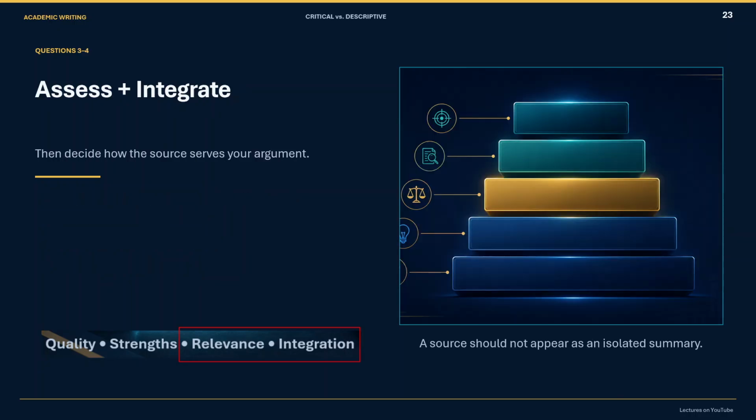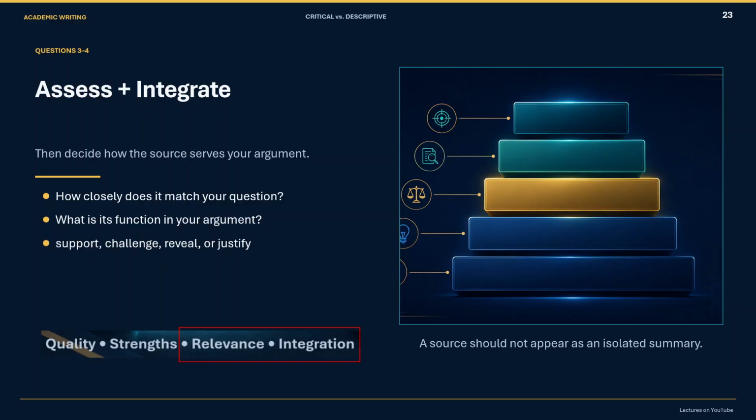Third, assess its relevance and usefulness. Even a high-quality study may not closely match your question, context, population, or issue. Fourth, decide how to integrate it into your argument. A source should not appear as an isolated summary. It may support a claim, provide an example, challenge an assumption, reveal a limitation, or help justify your conclusion.